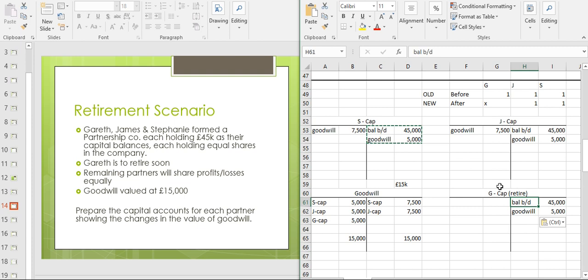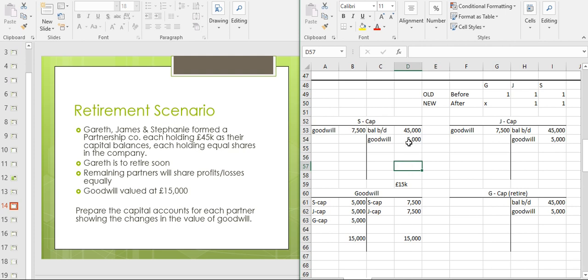Okay, so let me just do a quick recap. So we've got 45 opening balance, 45 opening balance, 45 opening balance there. We have goodwill 1, 2, 3. These 3 are credit entries, and they have come from here. Okay, and then we have the 2 debit entries, 1 there, 1 there. Okay, so yeah, preferably do the opening balances first. Anyway, let's get to balancing off these accounts.